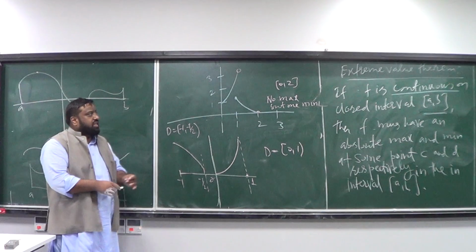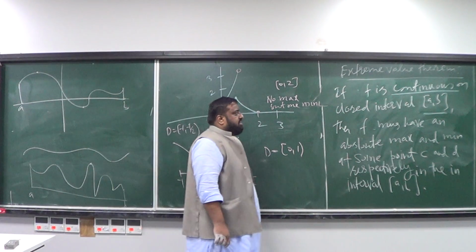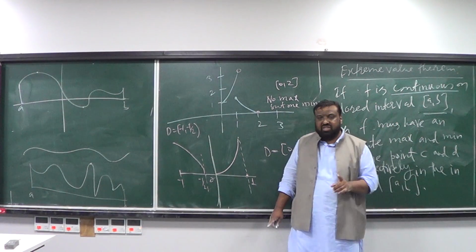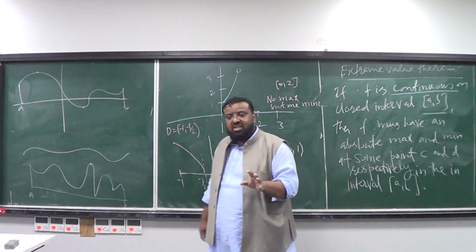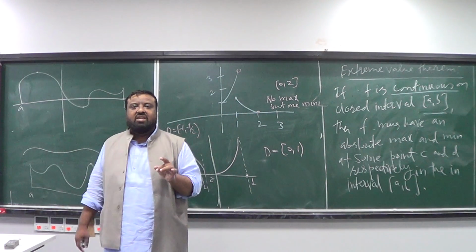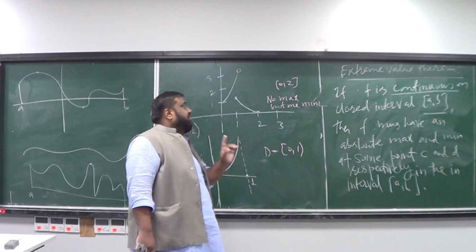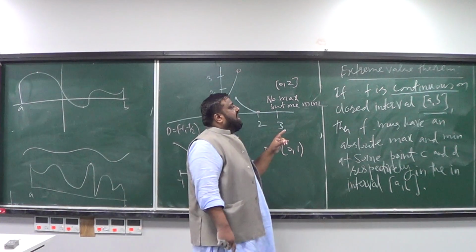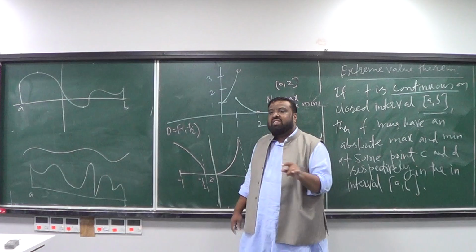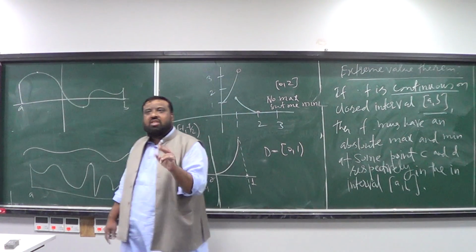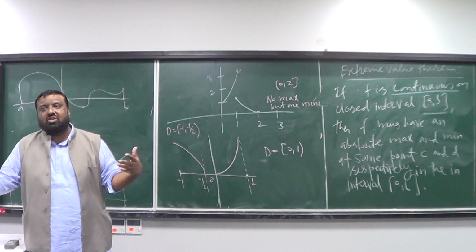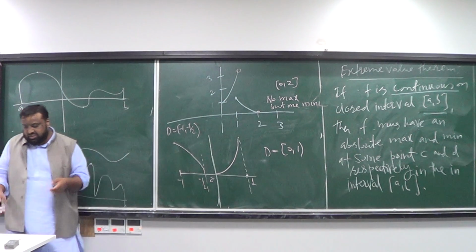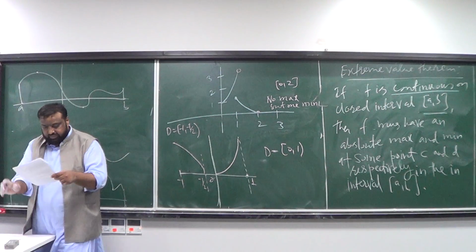So what is the extreme value theorem telling you? The extreme value theorem is telling you, if you have a continuous function defined on a closed interval, then your function has a guaranteed maximum and a guaranteed minimum. If your function is not continuous, or it is not defined on a closed interval, then both maximum and minimum are not guaranteed. So you might have a maximum but not a minimum, or a minimum but not a maximum. This is what this beautiful simple theorem tells you.